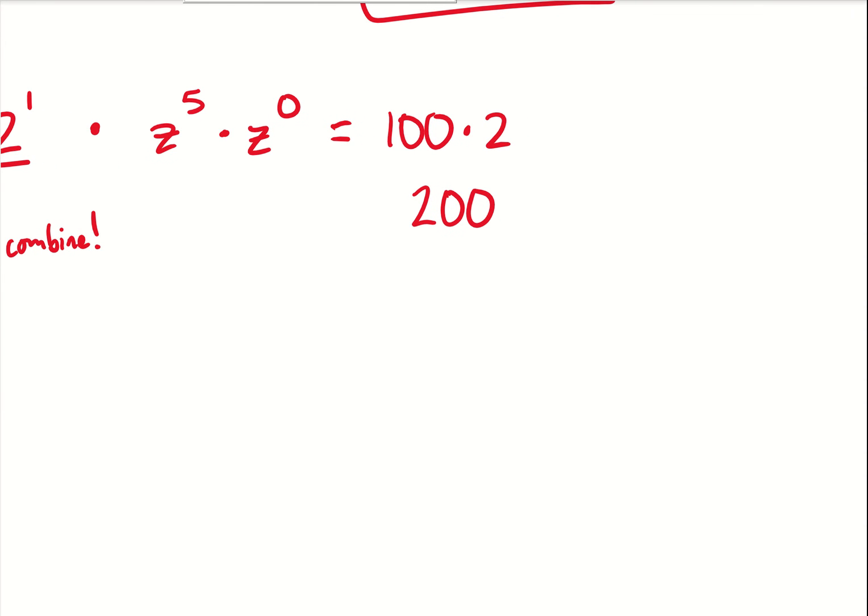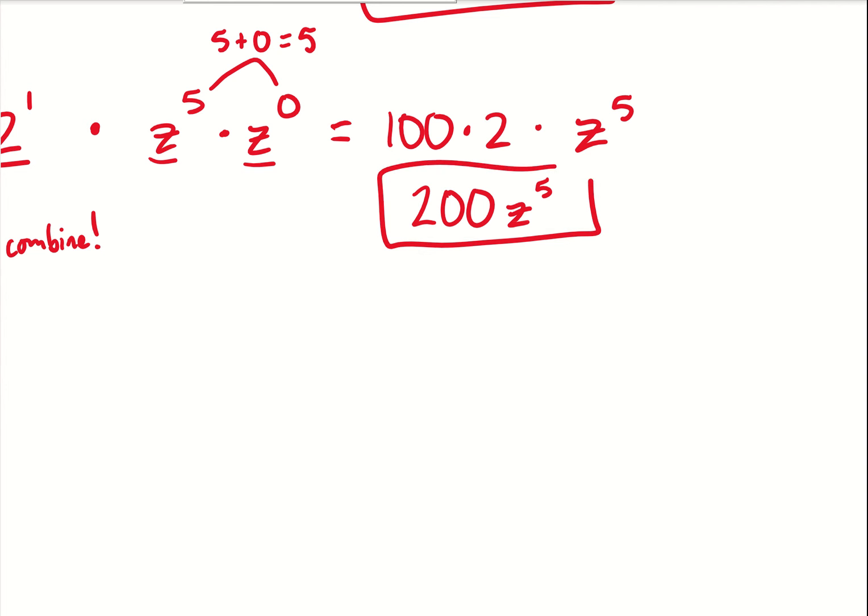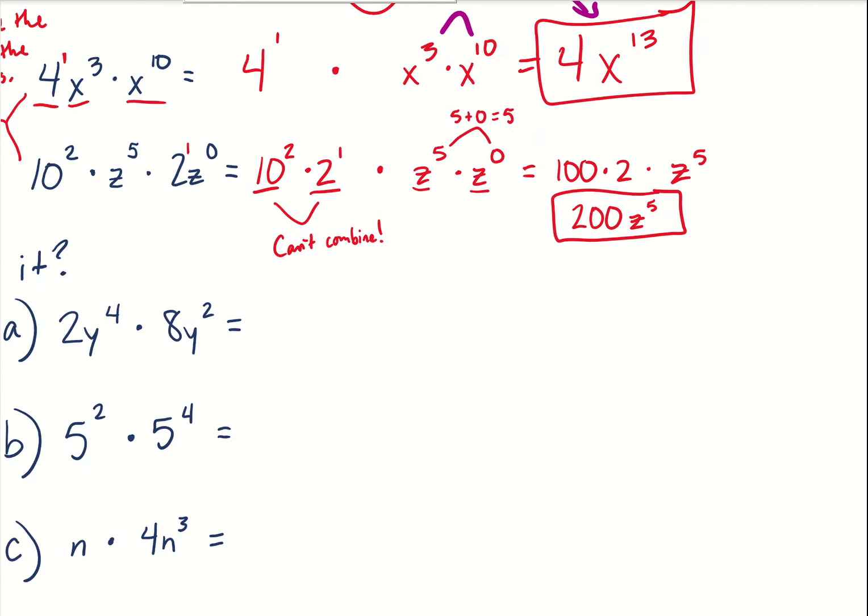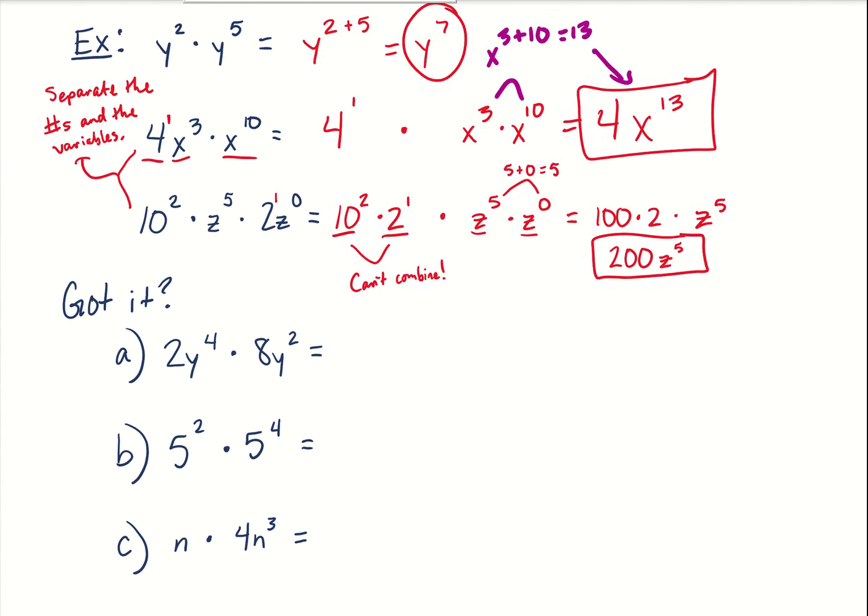We have z to the 5th times z to the 0 power. Since they are the same base, I'm just going to add those together. 5 plus 0 equals 5. So now I have z to the 5th power. And then I can write this on down here onto our 200, which is now our coefficient for this expression, 200z to the 5th. And that's our final answer for the last example.